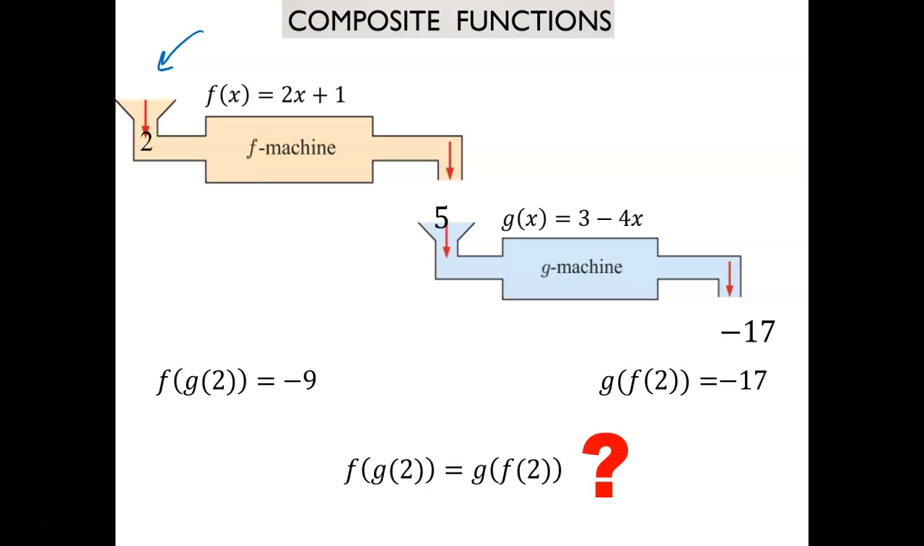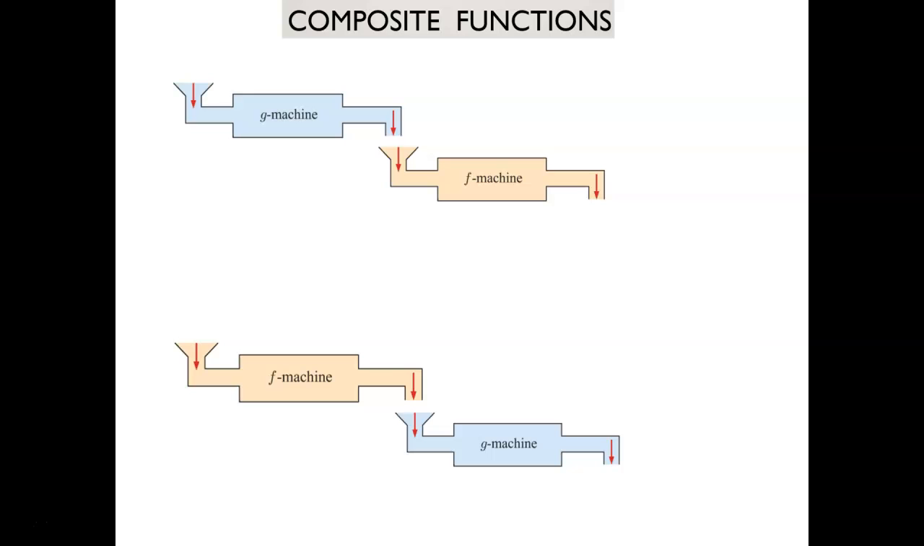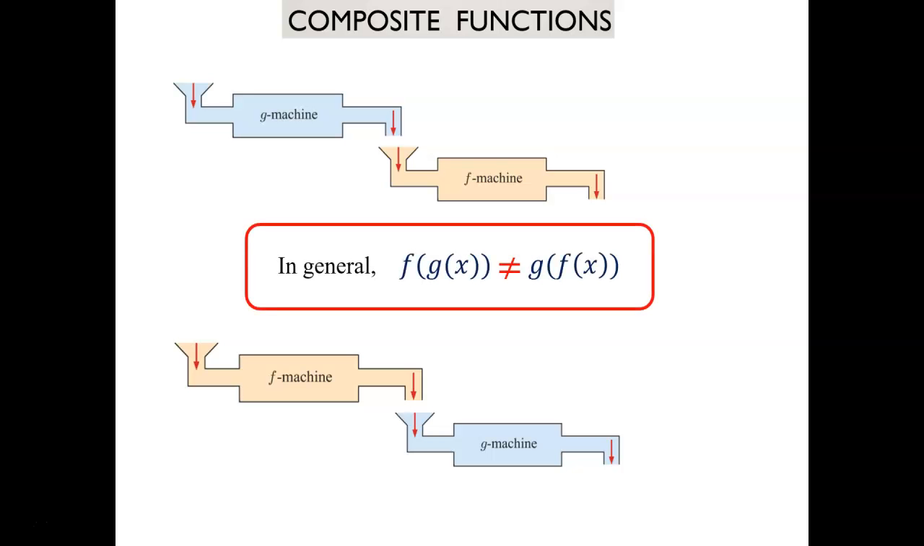So, does the order matter? Is f of g of 2 the same as g of f of 2? And the answer, as you can see, is clearly the order does matter, so those are not equal. So in general then, what can we say? Well, in general we can say that f of g of x is not equal to g of f of x. There might be cases when they are equal, but they are not necessarily equal to each other.